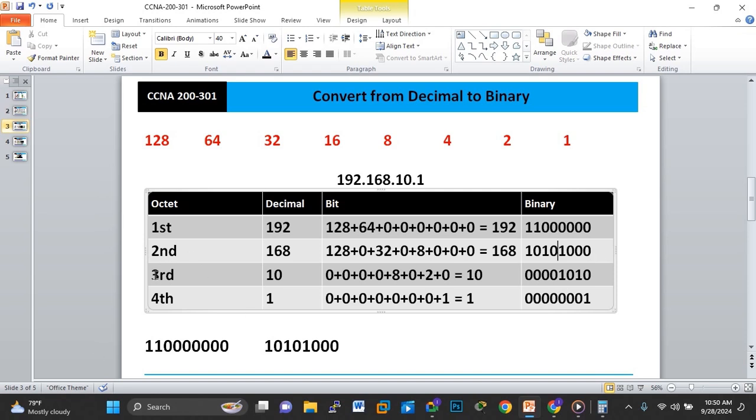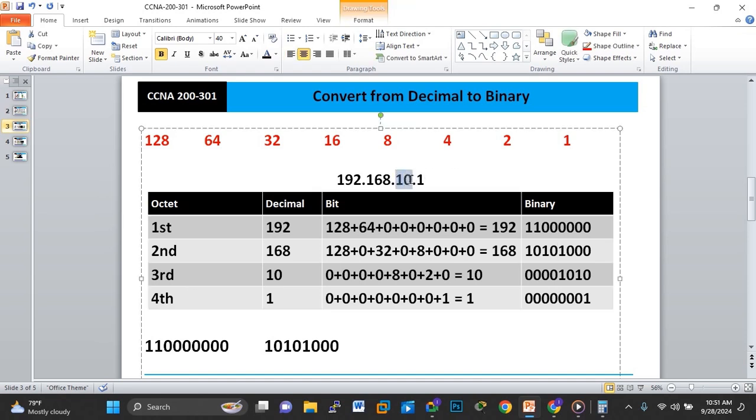Now we move to the third octet. The third octet here is 10. Look at it here. You can see this is the first, which is the 192. This is the second, which is the 168. This is the third octet, which is the 10. So this 10, we need to convert this 10 to binary.